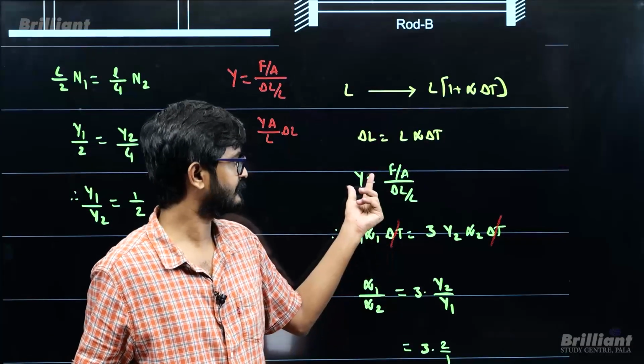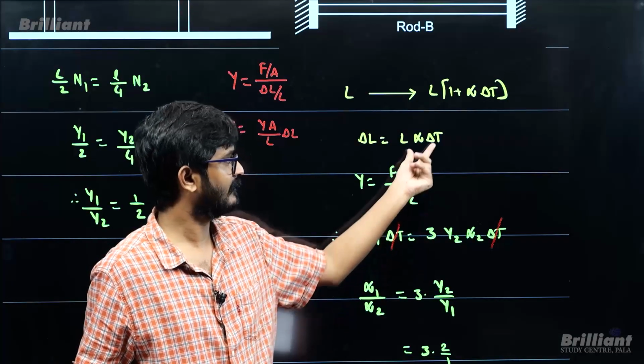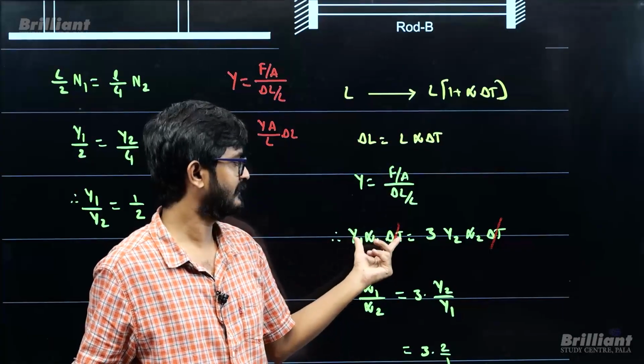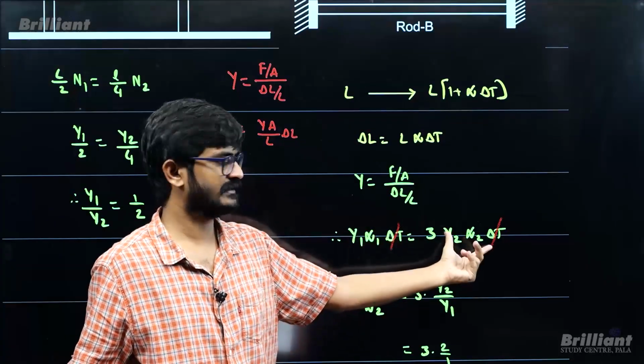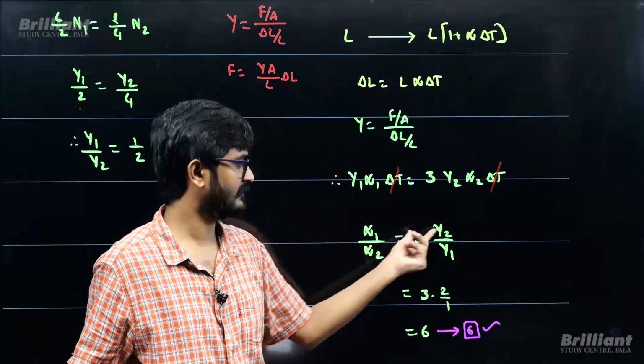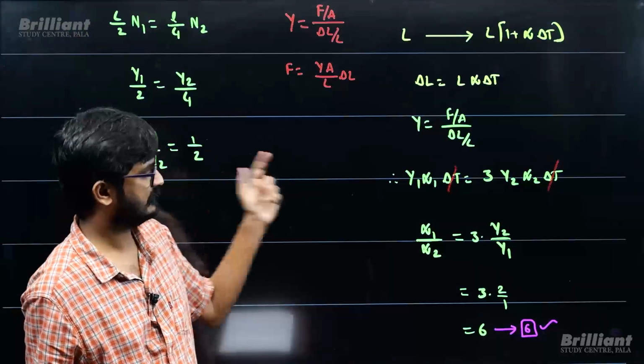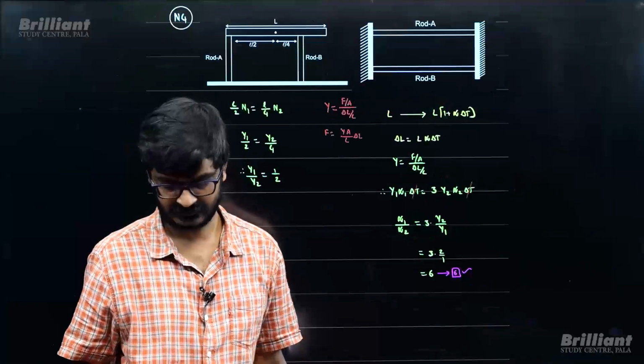So stress is Young's modulus into delta L by L. Delta L by L is alpha delta T, right? So this stress is 3 times of this stress, they said. So that's fine. From there we will be getting alpha 1 by alpha 2 is this much, but Y2 by Y1 you have calculated from here, just substitute it back.